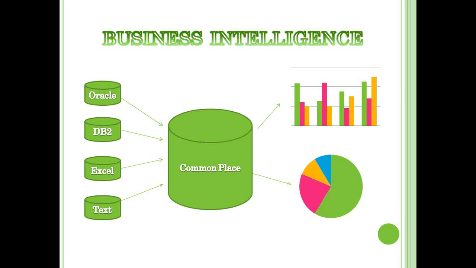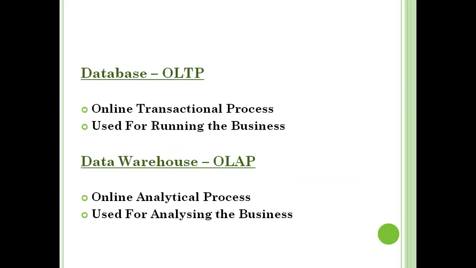Now we will see what exactly database is and what exactly data warehouse is. We can say database is online transactional process. It will store day-to-day transactions, and data warehouse is online analytical process. It will be useful for analysis purpose.